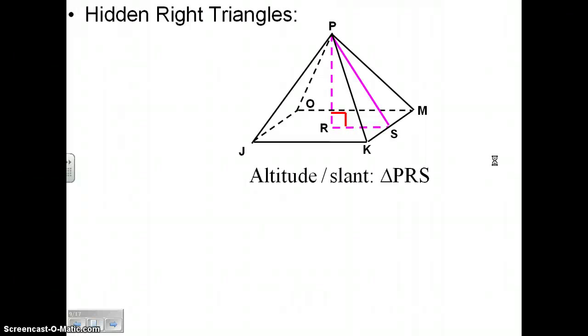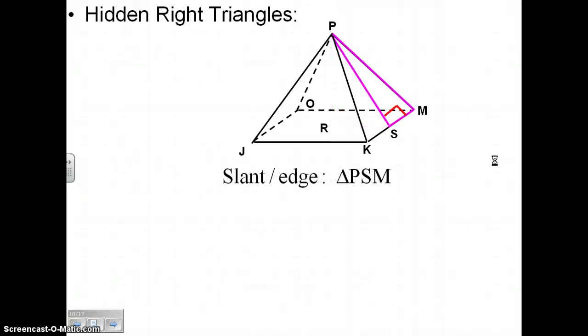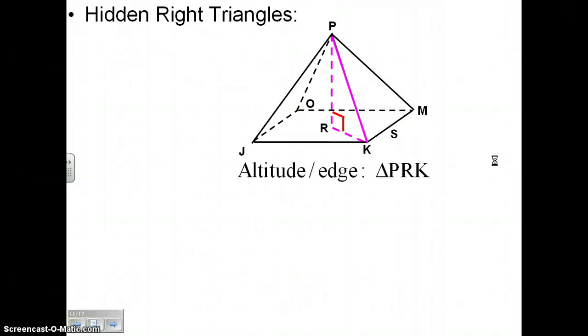Hidden right triangles, we're going to go over this once more. You can have a triangle made up of the altitude, half of the side, or what we would call, I guess, an apothem if it was regular, and then the slant height. Another one is dealing with the slant height, half of the side, and then the lateral edge is the hypotenuse. And then a third one is dealing with the altitude and half of the diagonal. In this case, half of the diagonal and the lateral edge.